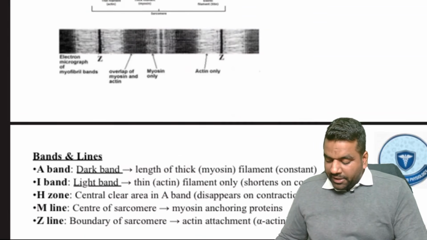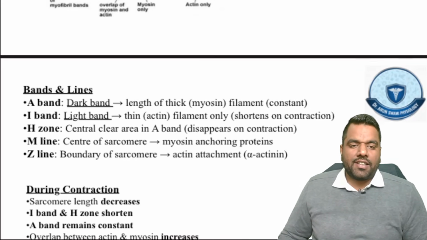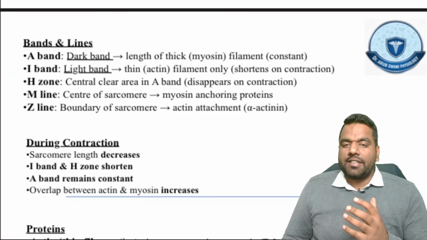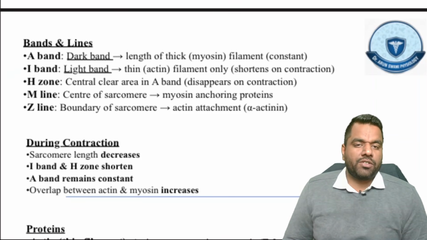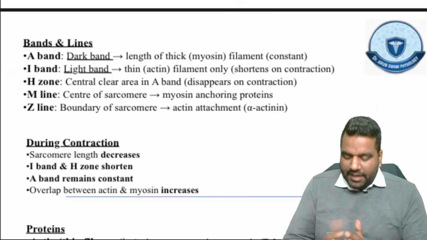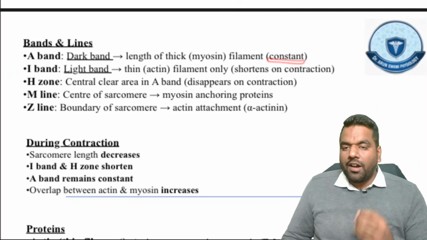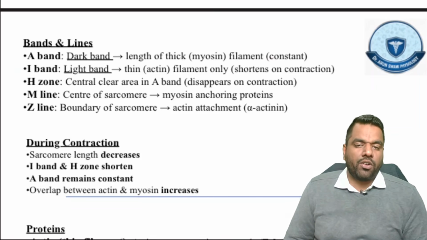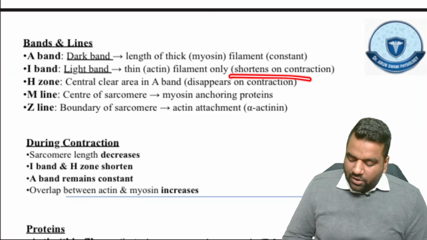So please pay attention to the things we just discussed, the bands and the lines. The A band, which is dark in color, is the length of the thick myosin filament, which is always constant during muscle contraction. The I band, which is the light band, is the thin actin filament only, and this shortens on contraction.